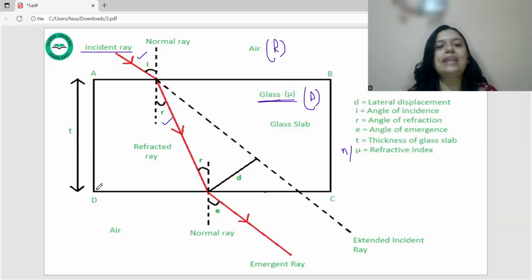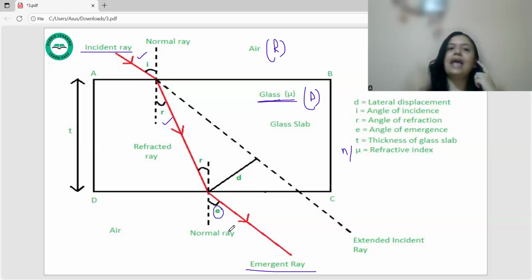Now when it is incident on the surface DC, this is the point at which it is incident. We have drawn the normal, and this ray which is coming out is called the emergent ray. The angle made by the emergent ray with the normal is called the angle of emergence, that is E. So we have here three angles: angle I, which is the angle of incidence, angle R, which is the angle of refraction, and E, which is the angle of emergence. These three angles are important.